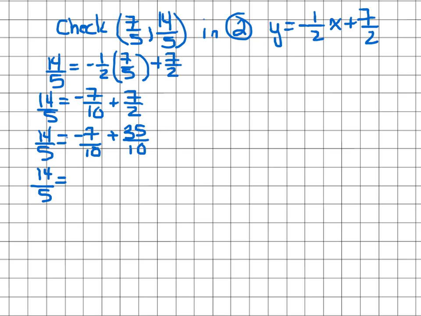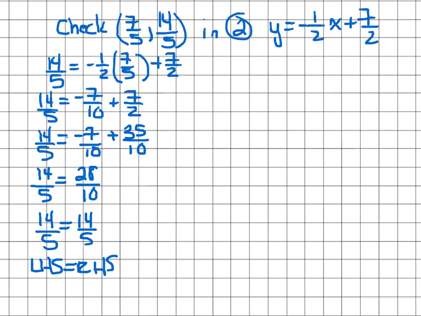So 14 over 5 equals minus 7 plus 35 is 28 over 10, which reduces to 14 over 5, and I have left-hand side equals right-hand side. So we know that 7 over 5 and 14 over 5 satisfy both equations, and so it is the point of intersection.